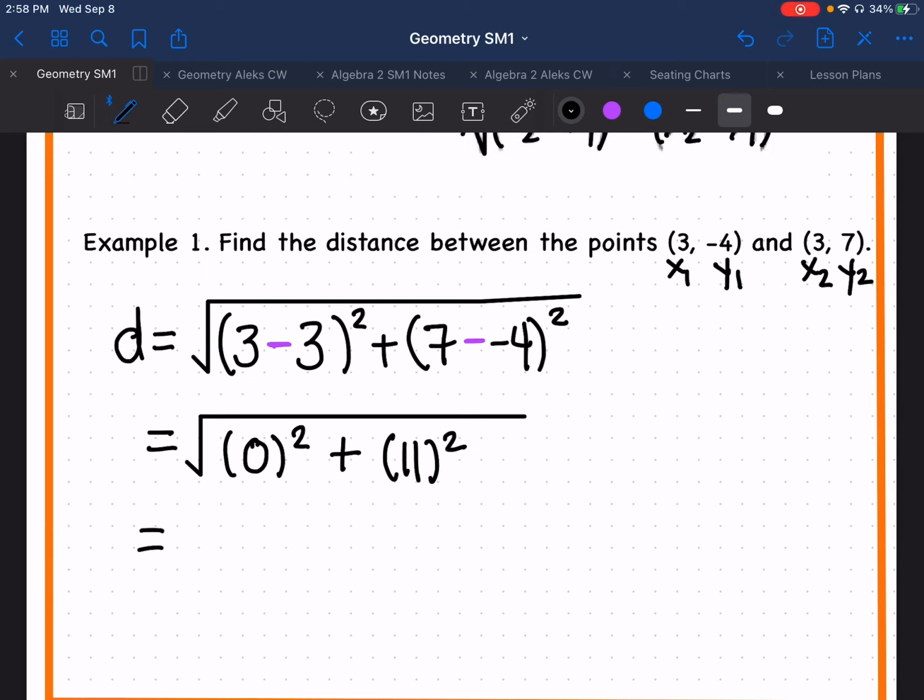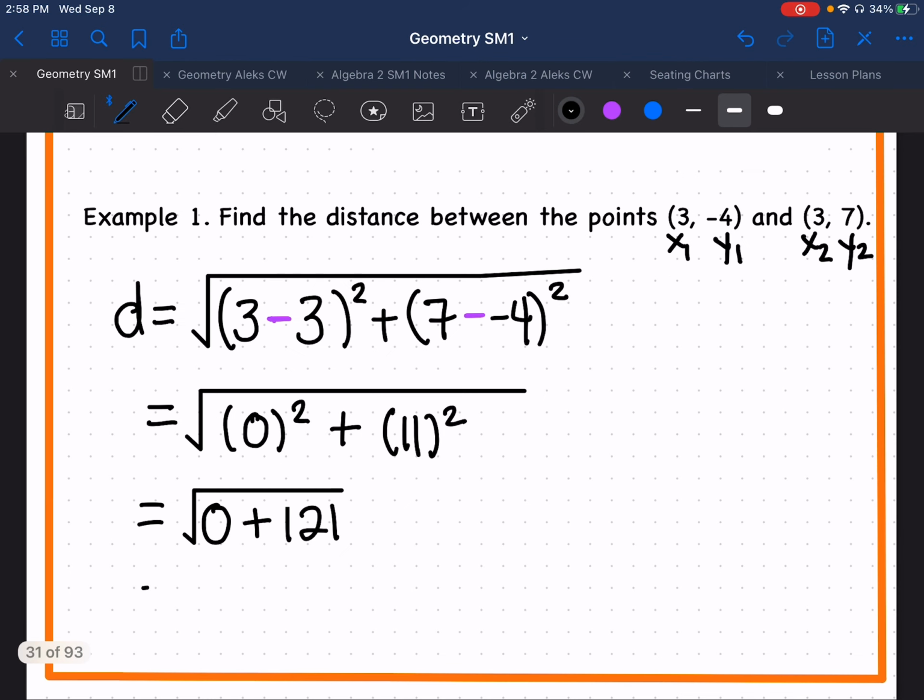The next thing I'm going to do is square. 0 squared is, of course, 0, and 11 squared is 121. I'm going to add those two numbers together. 0 plus 121 is 121, and the square root of 121 is 11. This would be my final answer.